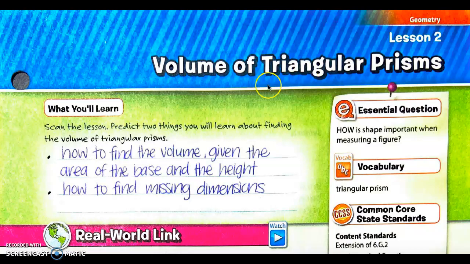Your base shape will be a triangular shape, so you're going to need to apply the area of a triangle formula. That is area equals 1/2 base times height. And then prism, which is a 3D object.